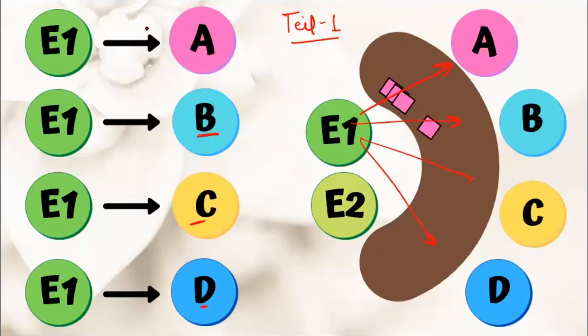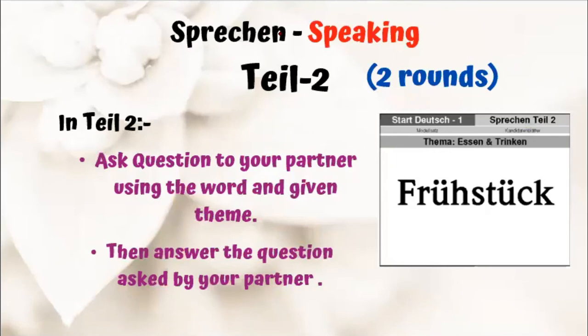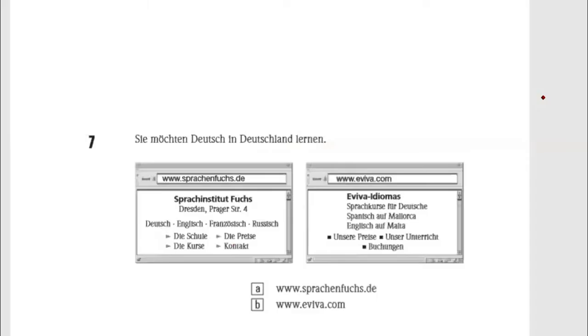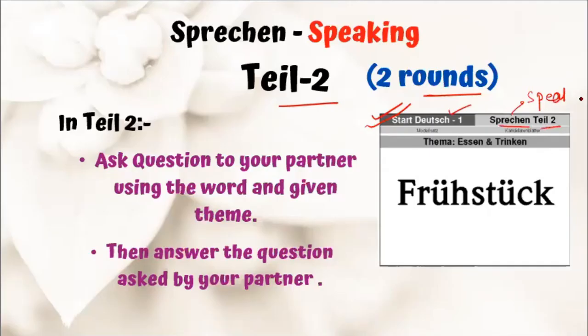Now coming to tile 2. Tile 2 has 2 rounds. They'll provide you with a cue card. This is a typical cue card. This is the name of the exam. This is the part, the expression, that is the speaking exam, tile 2.